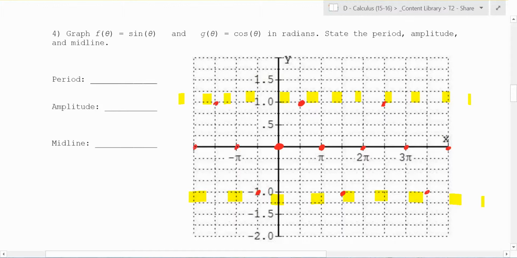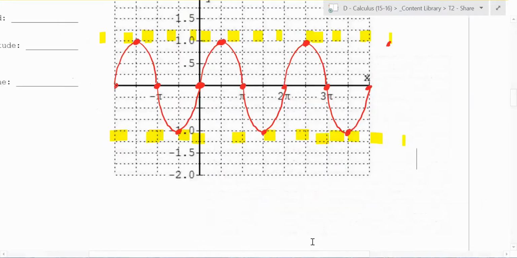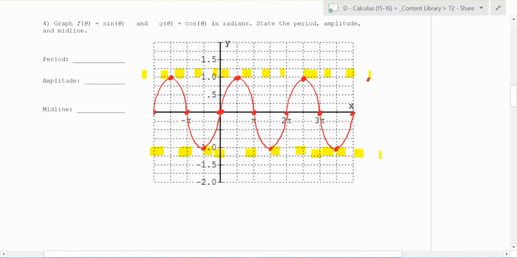So what does it look like? Is it straight lines? No, it's going to be nice curves. You graph sine. So how did we get sine of 1?